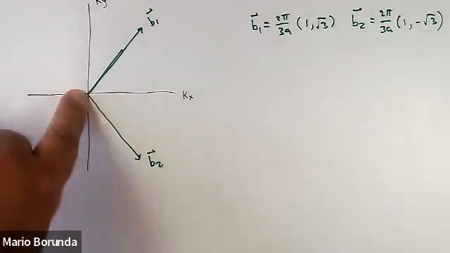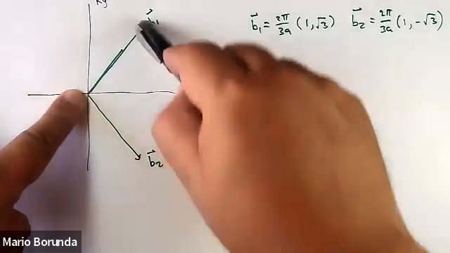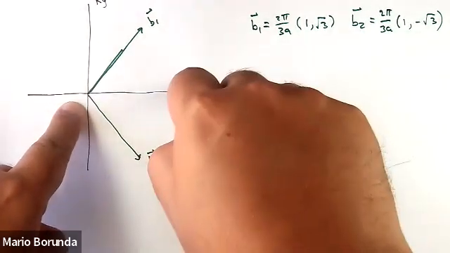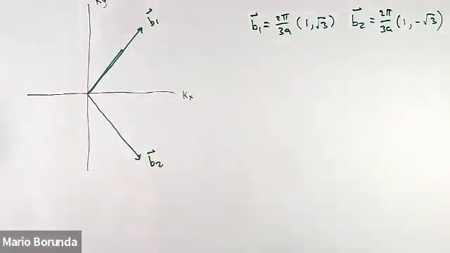So this is the 0, 0 point. This is the location of another point. This is the location of another point. There's another point over here, right? In reciprocal space. Those are identical points because they're periodic, right?